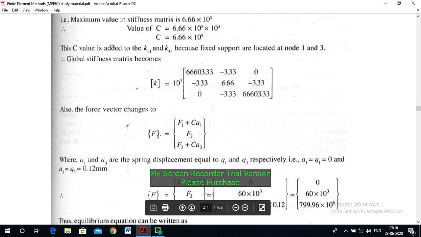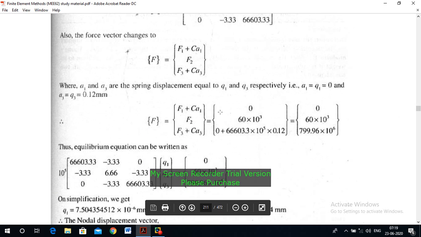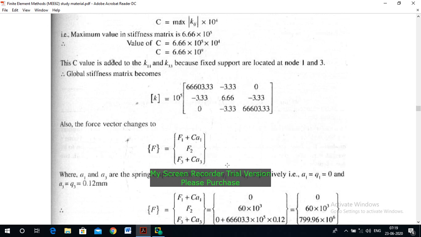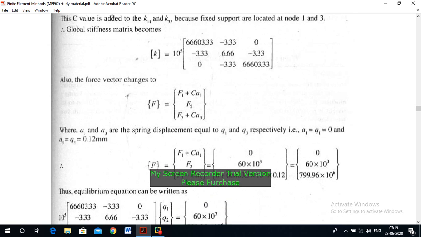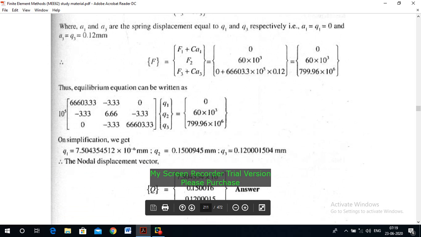And next, for the force vector, added F1 plus CA1, F2 as it is, F3 plus CA3, and substitute all the values. A1 equal to Q1 equal to 0, A3 equal to Q3 equal to 0.12 mm, substitute all the values in this equation. Finally I will get the force vector. Again rewrite the equilibrium equation, KQ is equal to F, modified K, take these values here, and Q is Q1, Q2, Q3, and force vector is 0, 60 into 10 power 3, 799.96 into 10 power 6. On simplifying this equation I will get three equations, and solve all three equations.